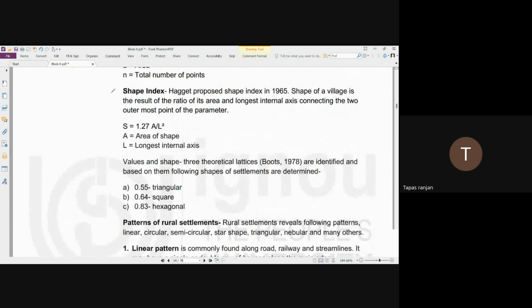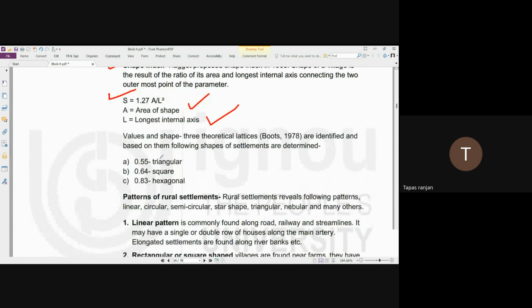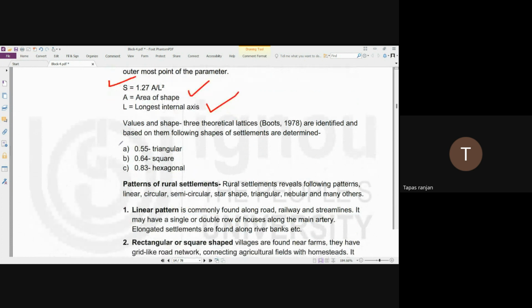Okay, so based on the SEP index that has been proposed by Peter Haggett in 1965, it will define the shape of a place or the shape of rural settlements. In it he has derived this mathematical formula. You have to get the area of the shape and the longest internal axis, through which you can find different values. By putting in this formula, you can find different values, and you can simply define that settlement as triangular, square shaped, or hexagonal shaped.